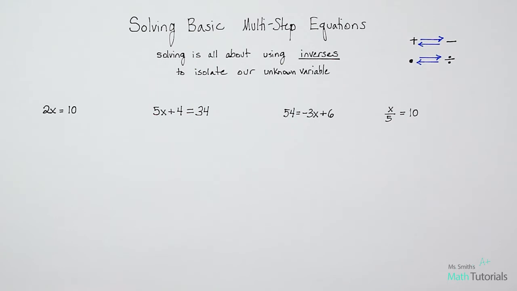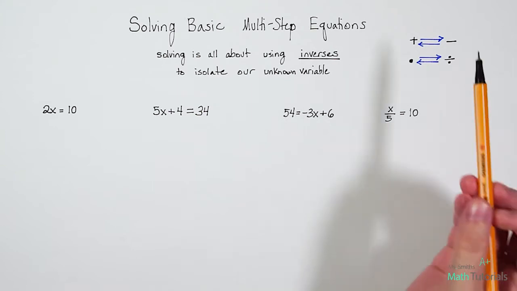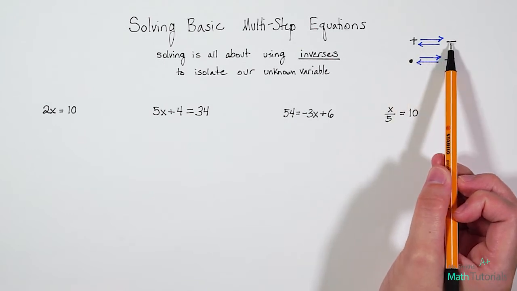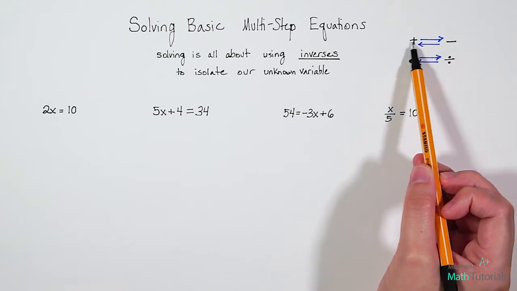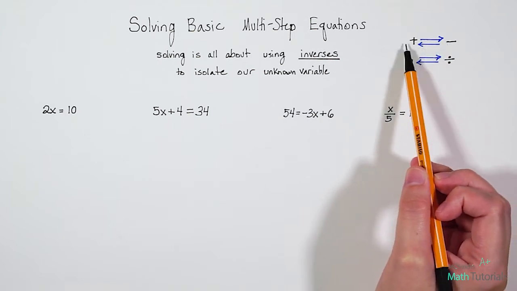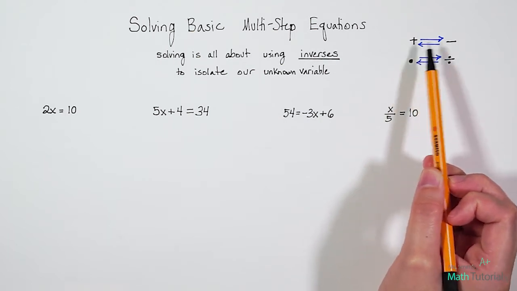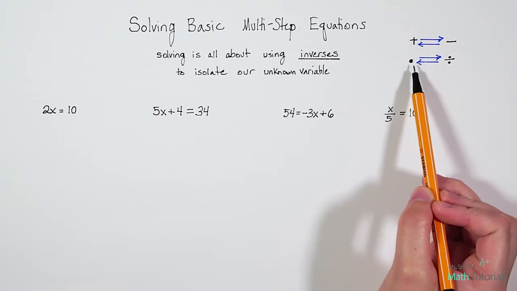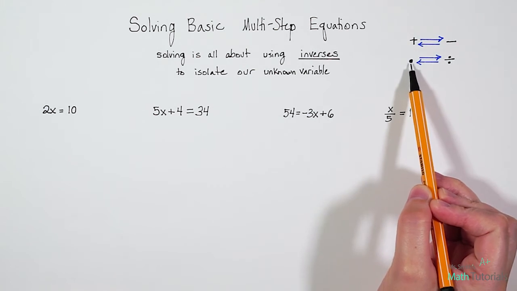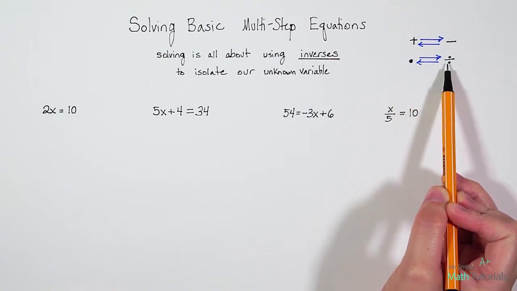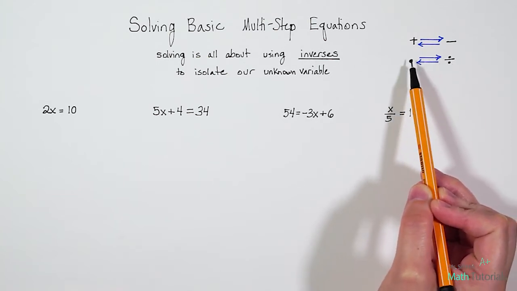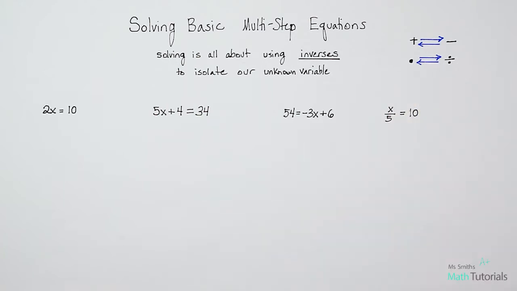So before we dive into solving, let's make sure we understand what our inverses are. And I've labeled them over here. Let's think, what's the opposite of addition? Subtraction. And what's the opposite of subtraction? Addition. So these two are inverses of each other, and we can use one to cancel out the other. The inverse of multiplication, or the opposite of multiplication, would be division, and the opposite of division would be multiplication. So these two can be used to cancel each other out.